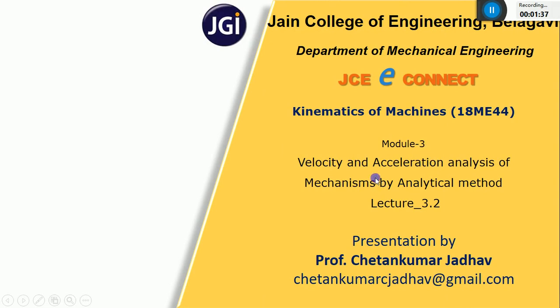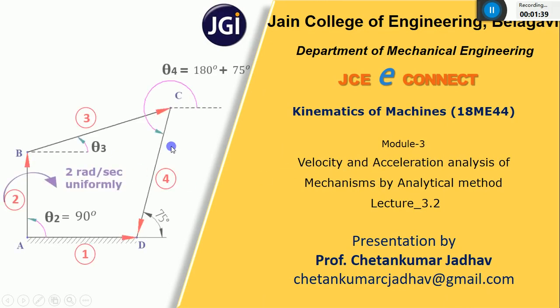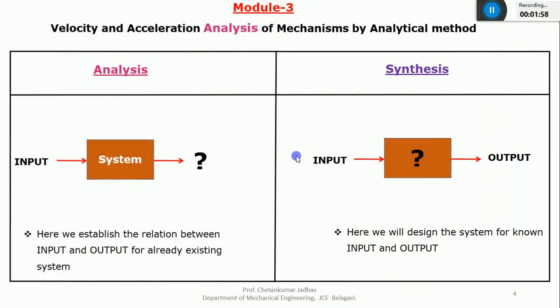And in today's class, I'm going to solve one problem on this 4-bar mechanism, which has 4 kinematic links. And these are the given inputs. So quickly, I'll revise whatever we discussed in the previous class, and then I'll go with this problem. Let's get started with today's class.